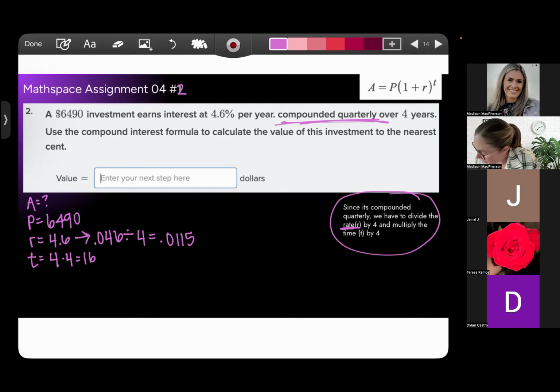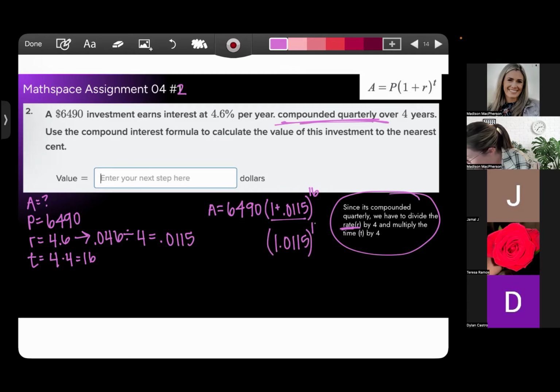So now we can plug everything into our formula. We have A equals our P, which is 6,490, times 1 plus that rate, which in this case is 0.0115, to the power of 16. Now this part I'm going to do in my head again, just like I did last time. We get 1.0115 to the power of 16. And I'm going to copy the rest down.